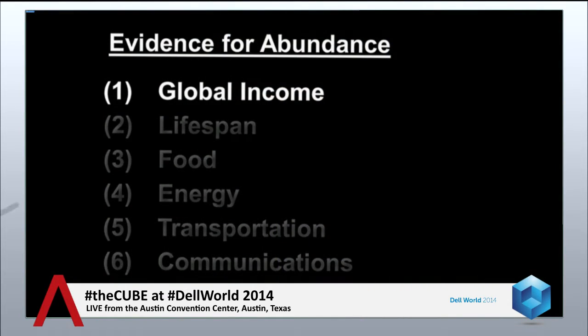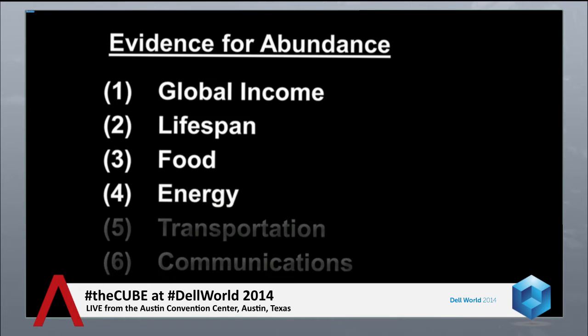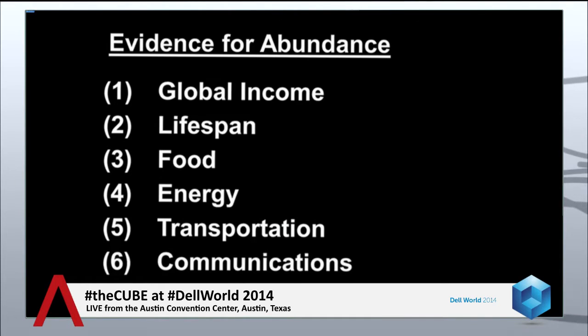I would posit that today, if you look at the last 100 years and look at the data, it's been an extraordinary century. The per capita income for every nation on this planet has more than tripled. The human lifespan has more than doubled. The cost of food has dropped 13-fold. The cost of energy has dropped 20-fold. The cost of transportation, 100-fold. And of course, communications, thousands of fold.